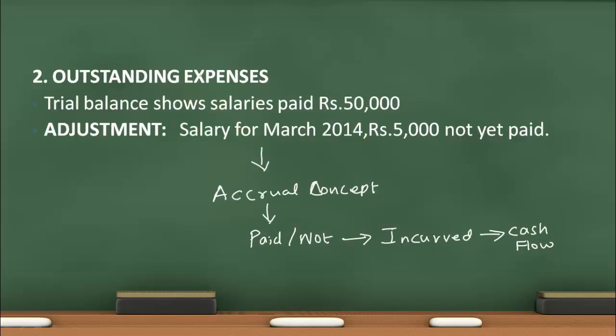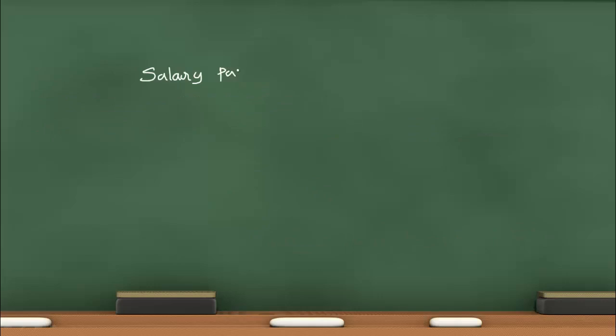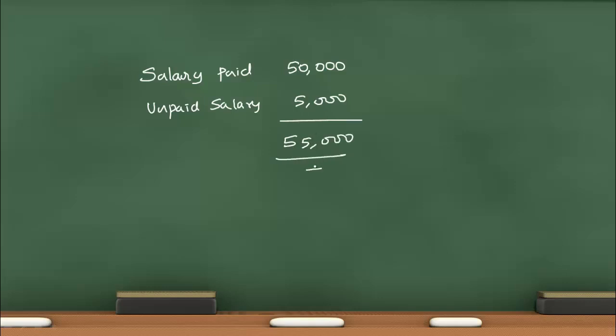We'll write, see, the salary for one full year paid by the company till that date was 50,000. So salary paid is 50,000, whereas unpaid salary is how much? 5,000. So the actual salary expense for the company is how much? 55,000. Only when the company shows this entire 55,000 as salary in the P&L will it reflect a true and fair view. Otherwise, it will not reflect the true and fair view.